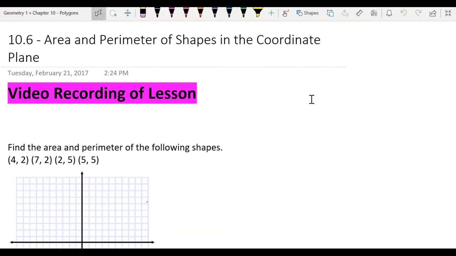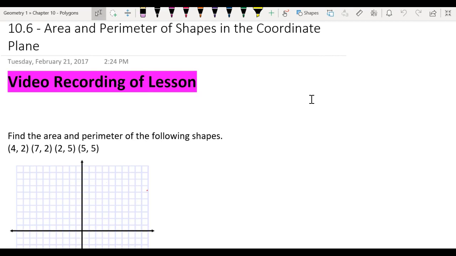Alright, so just a reminder, this will be on your test on Tuesday next week, and we won't be covering it in class. So if you don't understand it, make sure you come in and get some help.